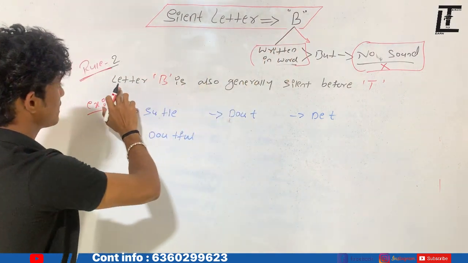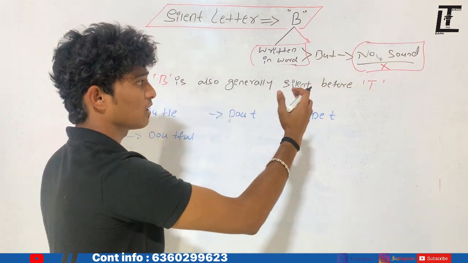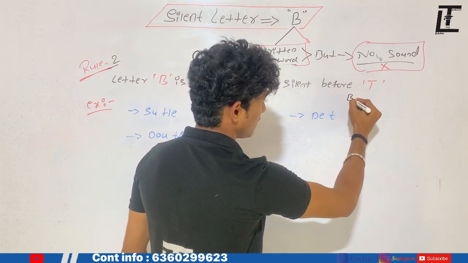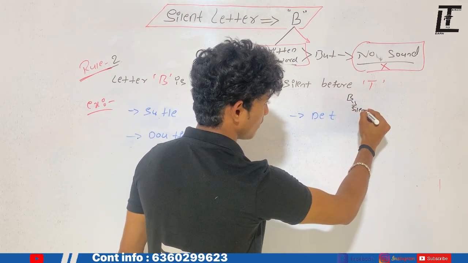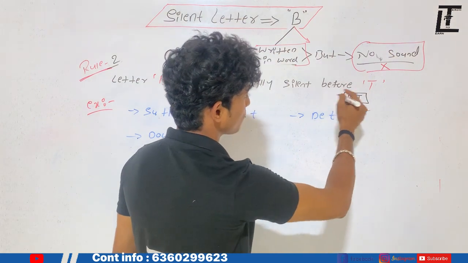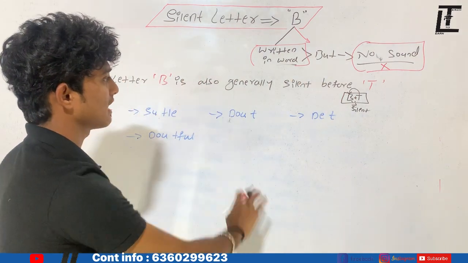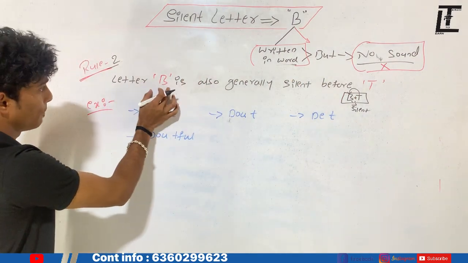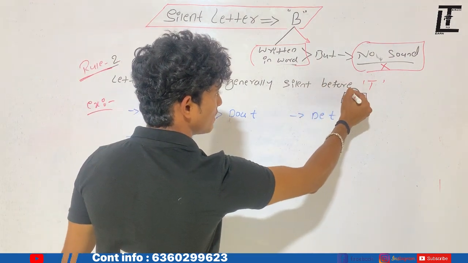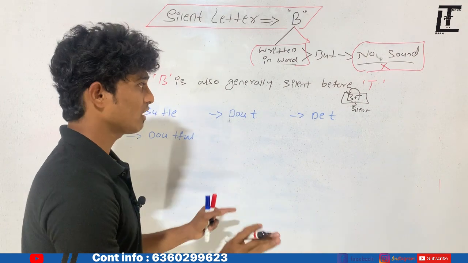So rule number 2 says that letter B is also generally silent after T. Letter B is silent before this T. So rule number 2 says that letter B is also generally silent before this T, but not everywhere.